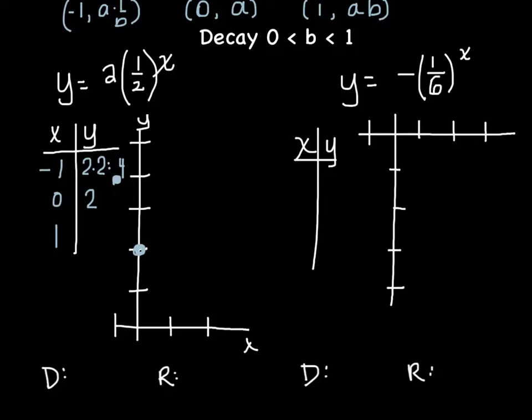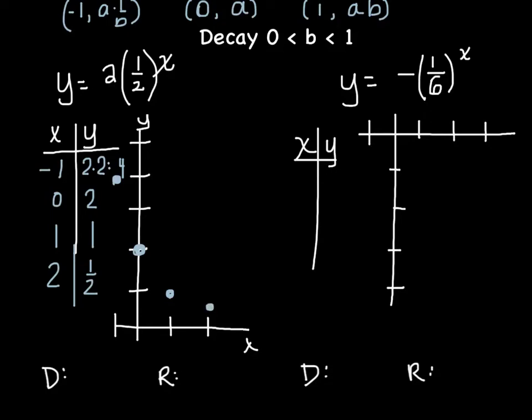And when I plug in 1, it's a times b, so that's going to give me 1. Okay, if I plug in 2, I'm just going to go one further so you can see what happens. I'm going to multiply 2 times 1/2 squared, which is 1/4. 2 times 1/4 gives me 1/2.